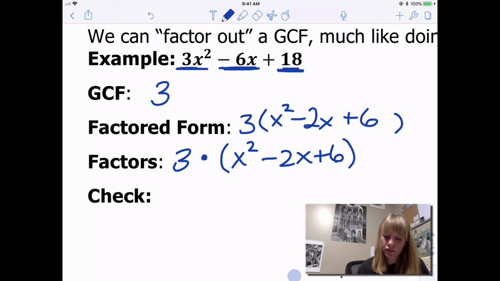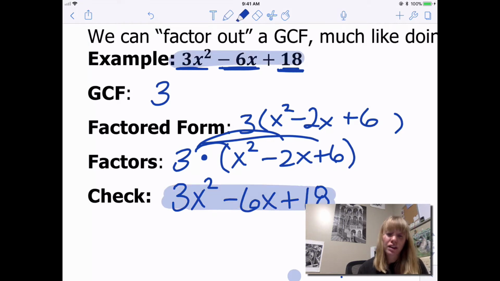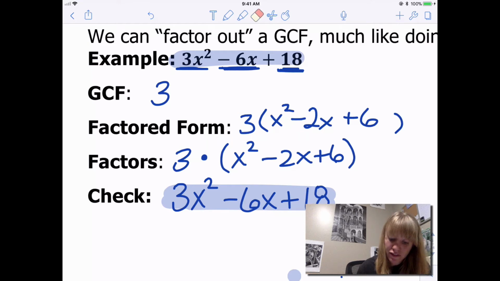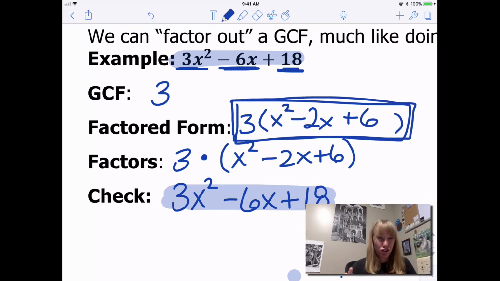And then if I check it, I can distribute my 3. So 3 times x squared is 3x squared. 3 times negative 2x is negative 6x. And then 3 times 6 is a positive 18. That looks exactly like my original, so I know that I've done it right. My final answer as far as factoring goes is this right here, my factored form. That check is just to make sure that I did it right.